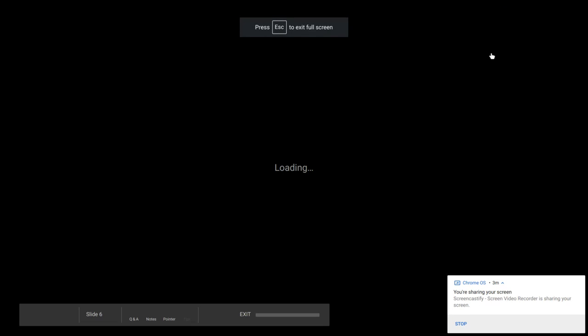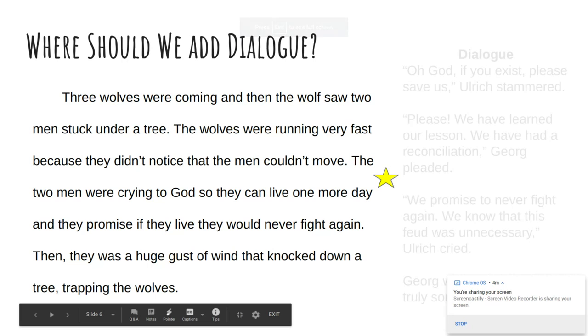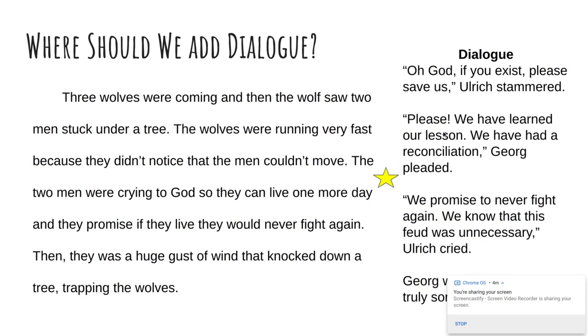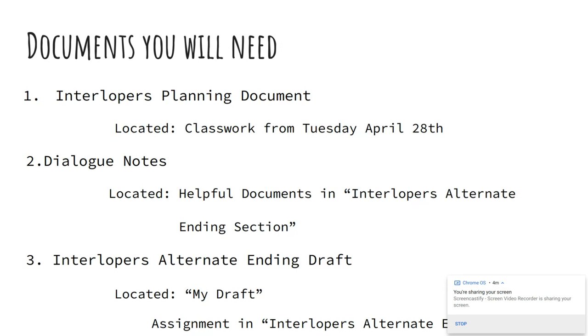So, now we have dialogue that's really showing us what's happening in the story. We're able to understand the characters' emotions by how they're saying something and what they're saying. So today you're going to do the same thing. You're going to be integrating dialogue, but first let's get all of our documents that we need. We need three documents today to do this work. The first thing we need is our planning document that you did on Tuesday, and that's going to help you find your story, what you've planned so far. Next, you're going to find your dialogue notes. And then lastly, you're going to find your alternate ending draft.